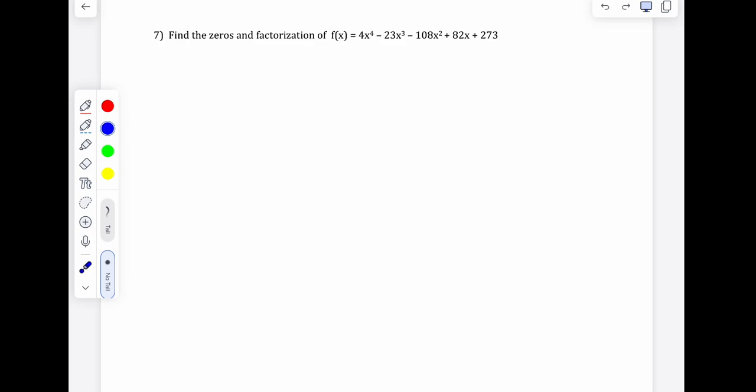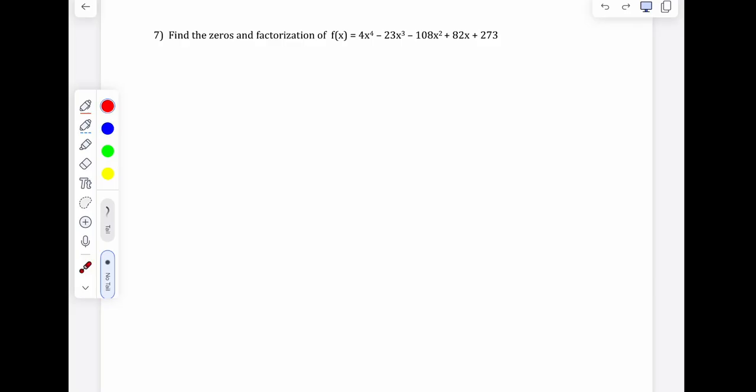So problem 7 asks you to do two things. It asks you to find the zeros. Zeros are x's that you would plug into the equation, and the output would be 0. The f of x or the y would be 0. And the factorization is breaking this into parts. We're going to do two different things here.